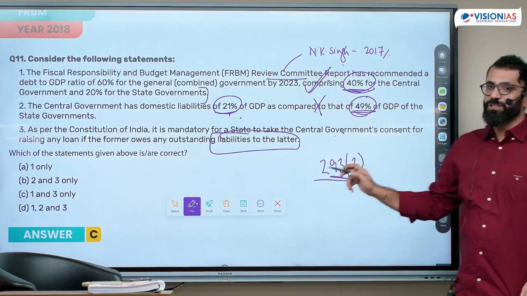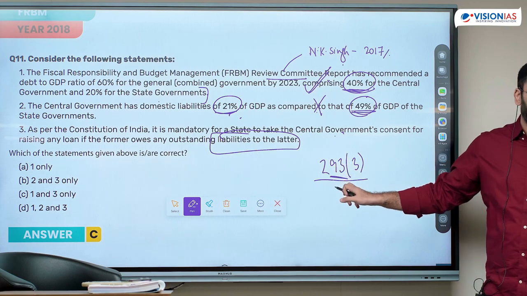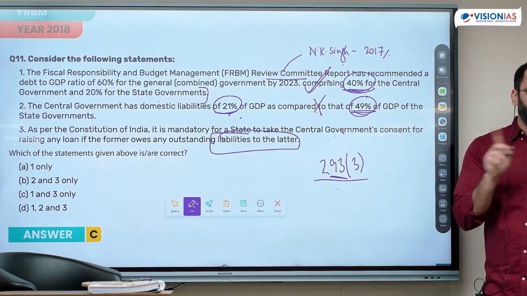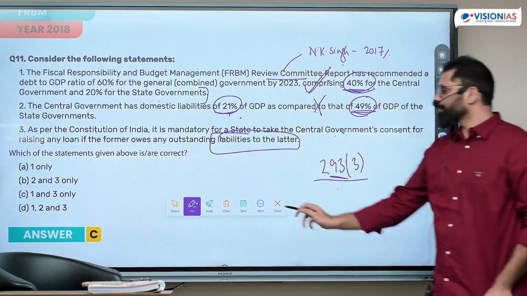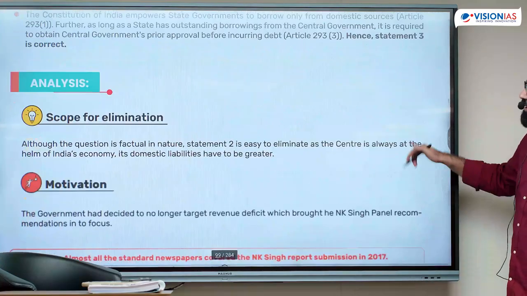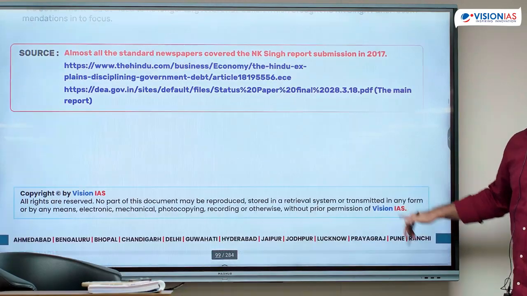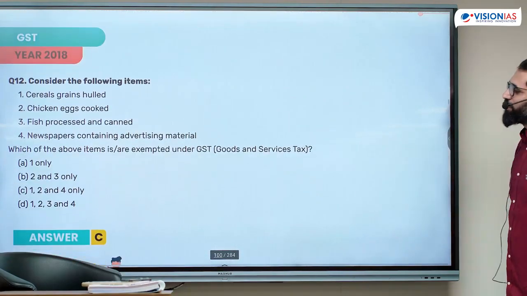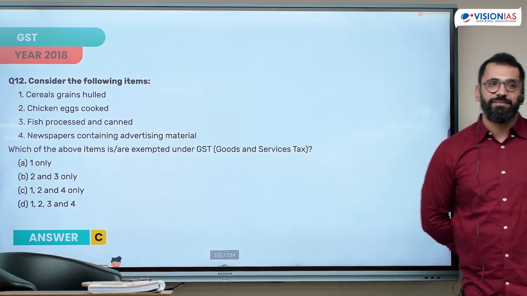You need the center's permission. Otherwise, Article 293 Clause 2 explicitly says states cannot borrow from outside. They can borrow only after the center's permission. Sovereignty is not something a state will sell off, that government. Can't do that. Which of the above items are exempted under GST?